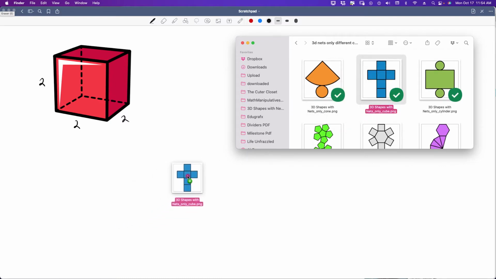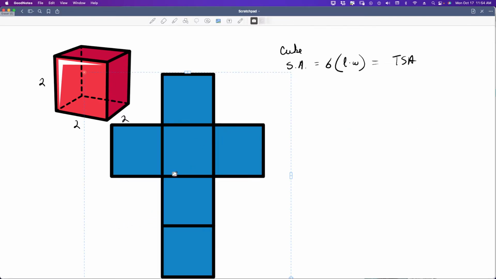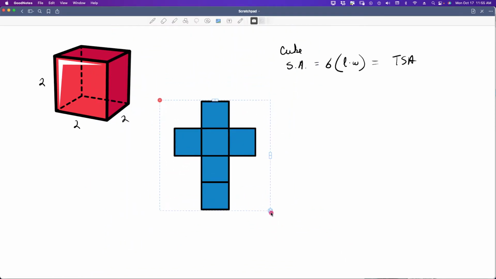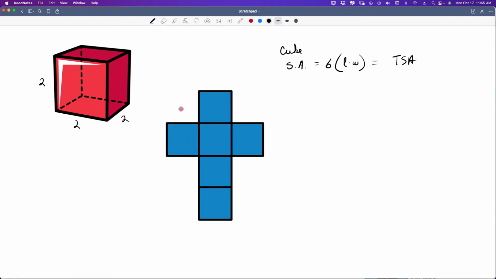This is the net of a cube. With this, we can literally see that every dimension is the same. This is 2 by 2, this is 2 by 2, this is 2 by 2, this is 2 by 2, this is 2 by 2, and this is 2 by 2, which we all know is 4. So this would be 4, 4, 4, 4, 4, 4, right? So it'd be 6 times 2 by 2. 6 times 4 is 24.